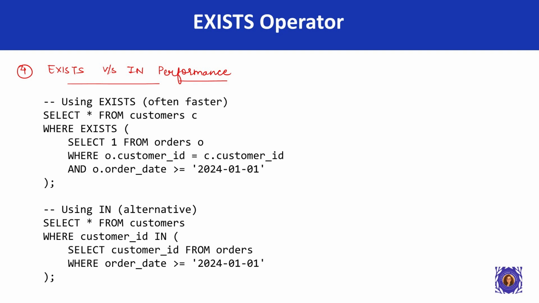For example, to find customers who placed orders on or after a specific date, you could use exists to check for relevant orders, or in with a subquery to list the customer_IDs. Exists can be more efficient as it doesn't need to build the full list of IDs.